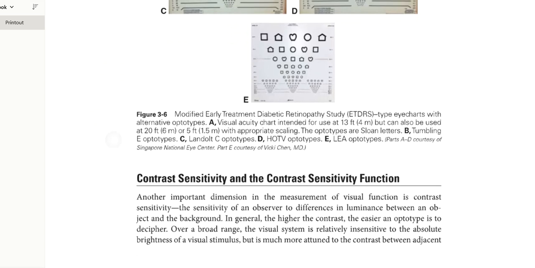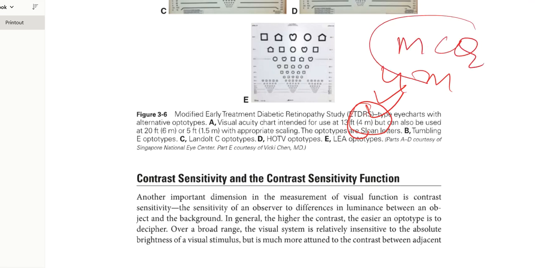Distance of the ETDRS is different from the Snellen chart. This is mostly 4 meter. Mostly 4 meter. Past MCQ. Very important. Although you can use it at 5 or 6 meter, the most used distance is the 4 meter. Please read it.